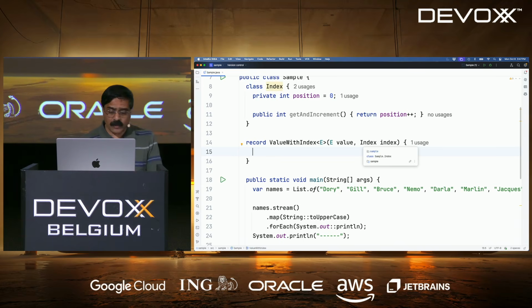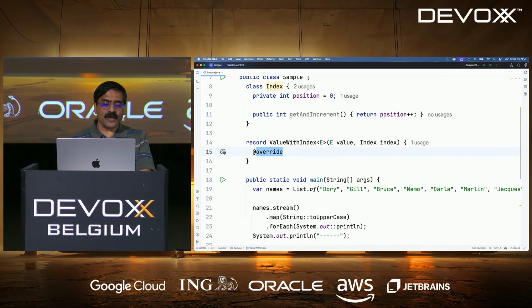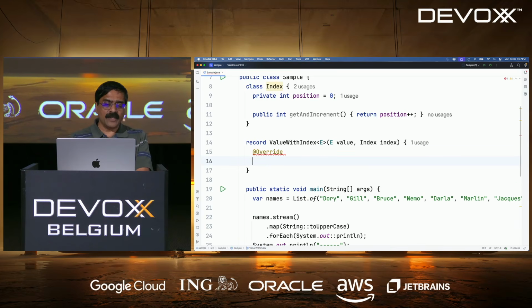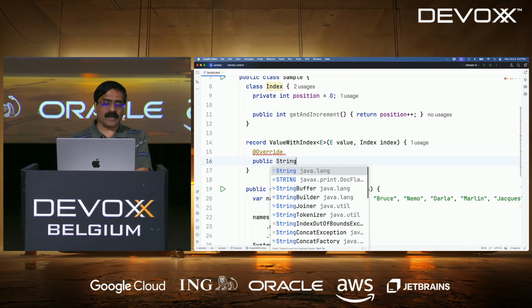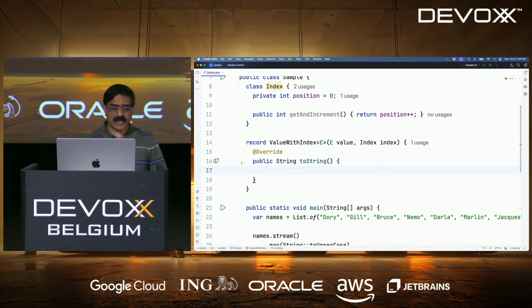But then what am I going to do? I'm going to provide an override right here. So here's my override. And this is going to be a public string toString. And remember, records already produce some useful output, but we're going to change that. So what are we going to change that to?